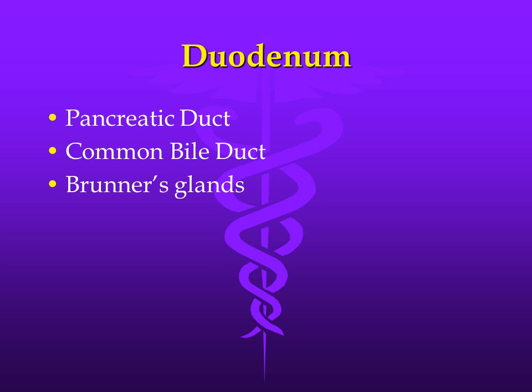The duodenum is the first section of the small intestine. It receives contents from the stomach via the pyloric sphincter. It also receives secretions from the liver, gallbladder, and pancreas via the pancreatic and common bile ducts. Brunner's glands are found only in the submucosa of the duodenum. They secrete an alkaline mucus that neutralizes the acidic chyme coming from the stomach.